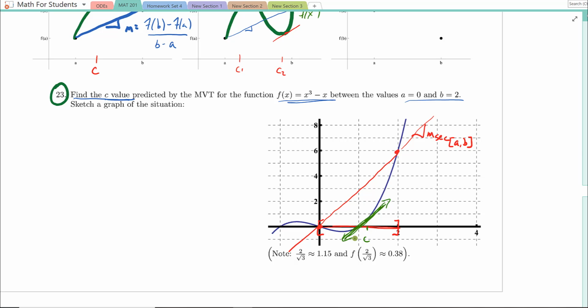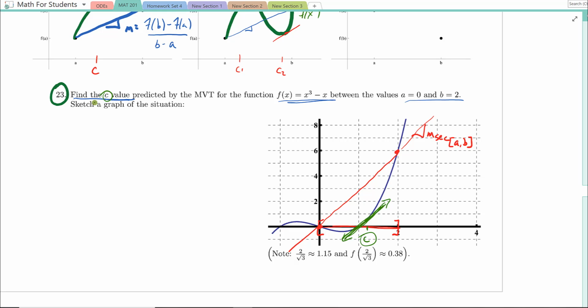The question is where is that C value? So that's the question. The question is to find the C value predicted by the mean value theorem. And you can do this problem without having to look at the graph. And in fact, looking at the graph doesn't actually help you because you're still not sure where it is. You just know it's somewhere between 1 and 2. So let's go ahead and find that C value.